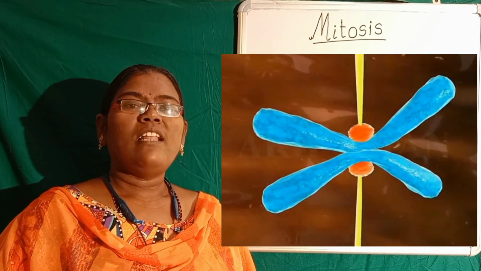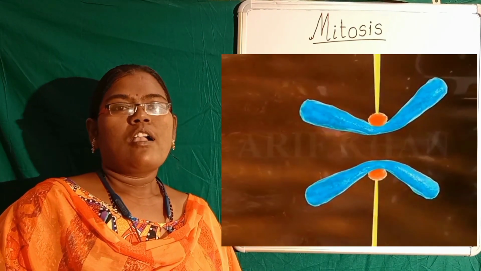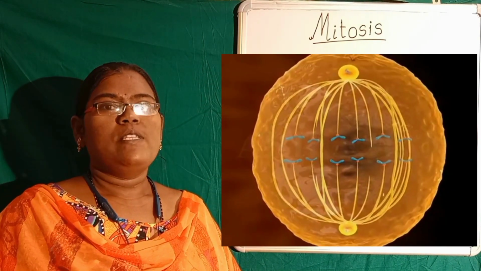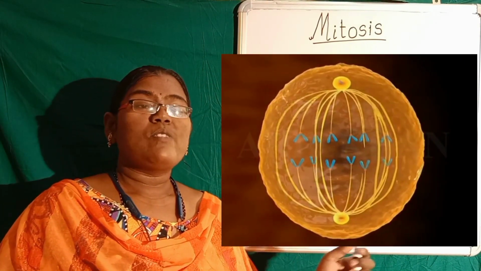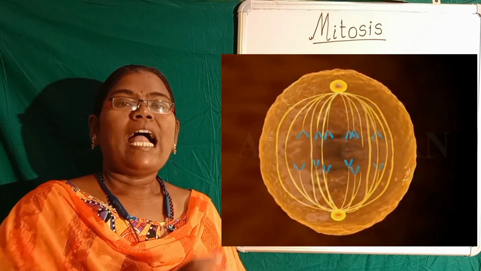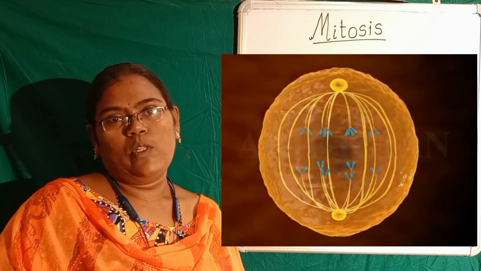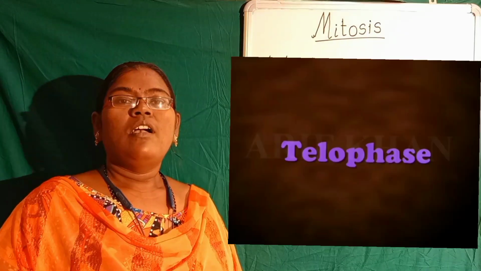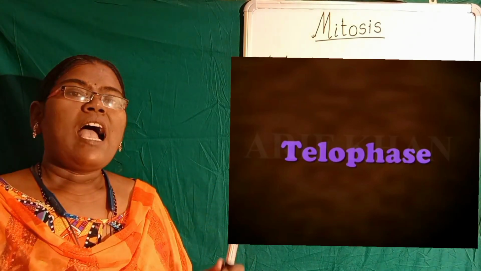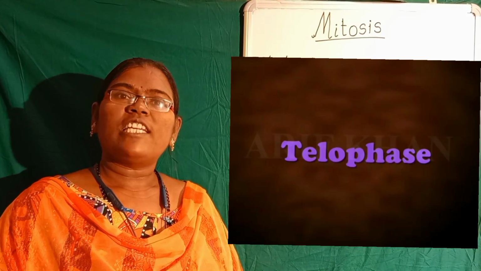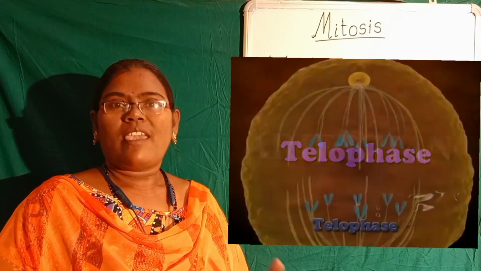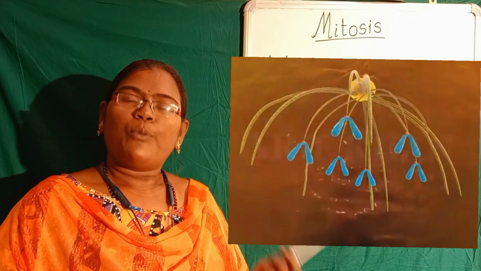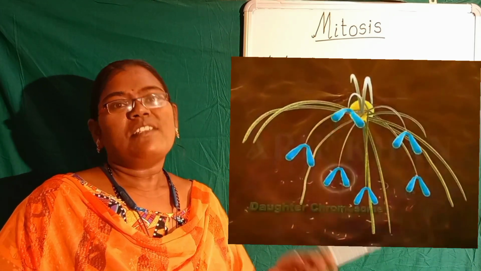In anaphase, the spindle fibers contract and the chromatids move towards the poles. The chromosomes get separated and move towards the poles. Next, we move on to the telophase. It is the last phase and it is exactly opposite to the prophase. Whatever events occur in the prophase occur in reverse condition.